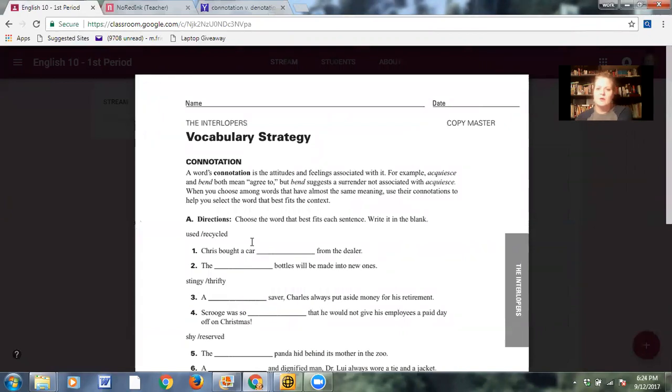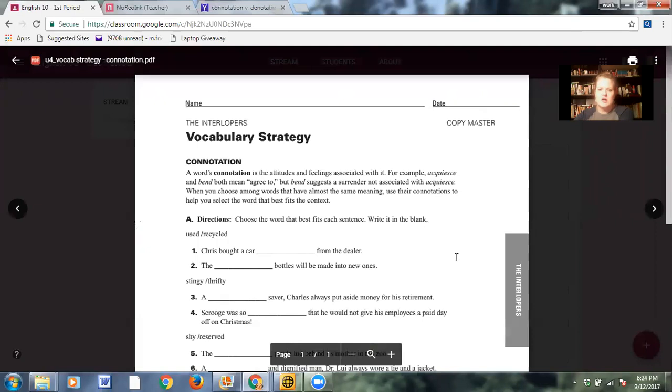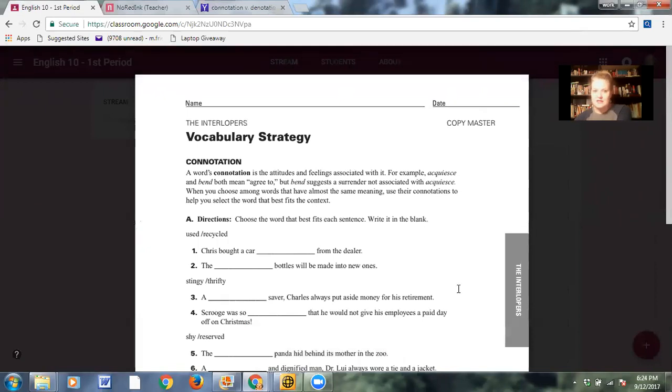Reading from our instructions, the words acquiesce and bend both mean to agree to something. But bend suggests a surrender, so that's not associated with acquiesce. When you choose among words that have almost the exact same meaning, use their connotation, or those feelings and attitudes that are associated with the word, to help you select the one that is the best fit.